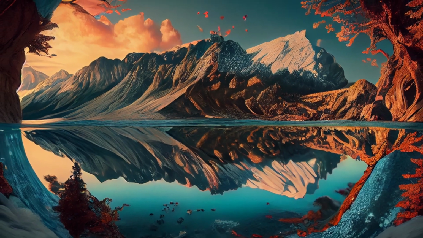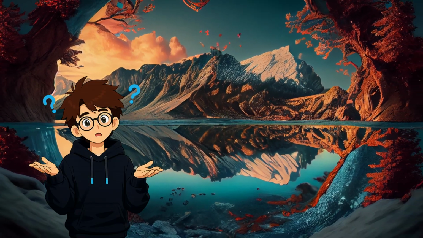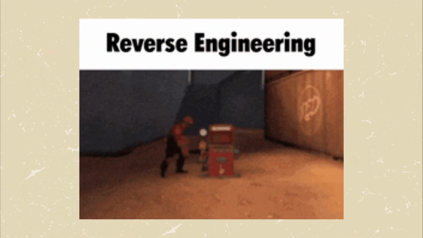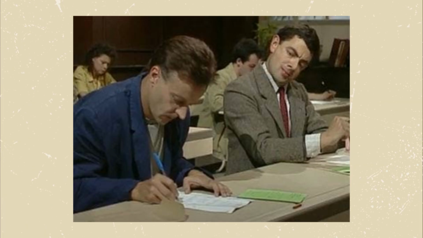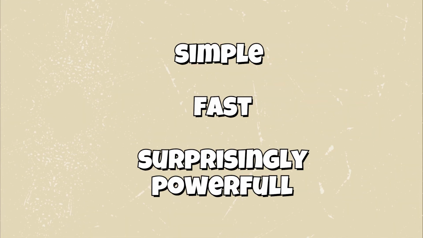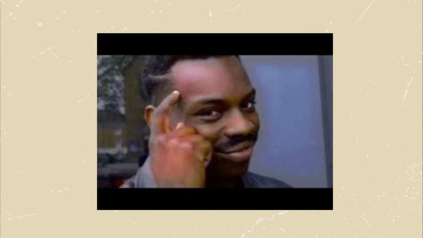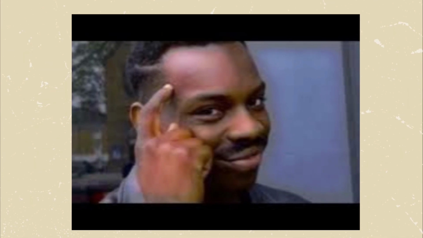So the next time you see an image online and think, I wonder how this was made, don't guess. Upload it to ChatGPT, use the reverse engineering prompt we just discussed, then copy the result and generate. It is simple, fast, and surprisingly powerful. Most people use AI like a tool. The best AI users use AI to teach itself.